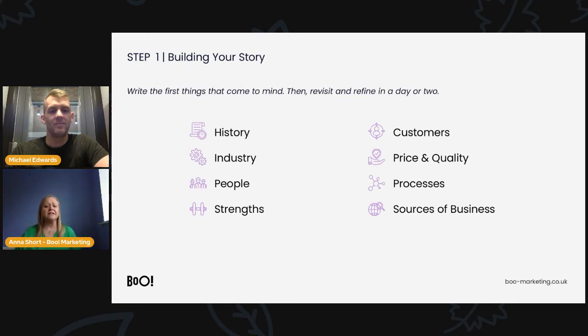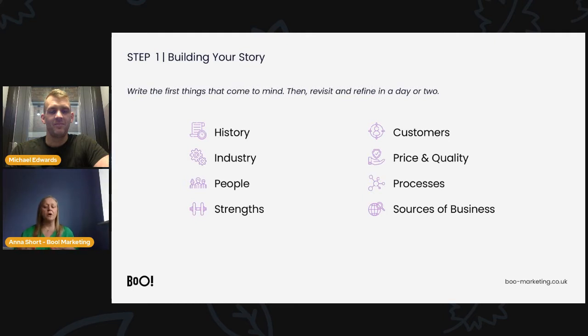So get all of that down, and you'll see that this slide opens up with that right the first thing that comes into your mind. So don't overthink this. Quick fire. First thoughts, get it down on paper, what comes into your head, because if you sit overthinking it, you're not going to do it. So you can jot down the first things and you can always come back to it afterwards.